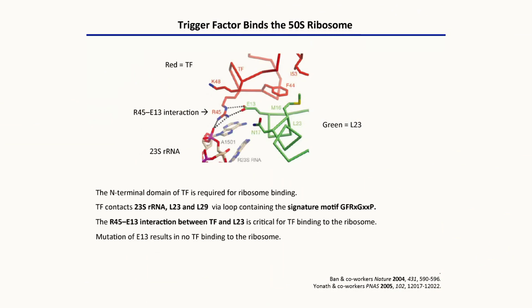So there's a salt bridge between an arginine residue, arginine 45 of trigger factor, and glutamate 13 of the ribosomal protein L23 that forms a salt bridge. So in this depiction, we have trigger factor in red. We have L23 in green.